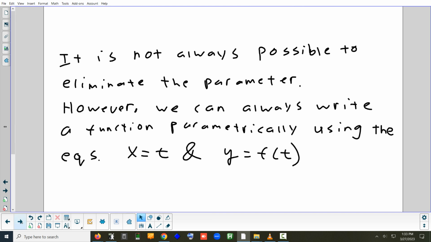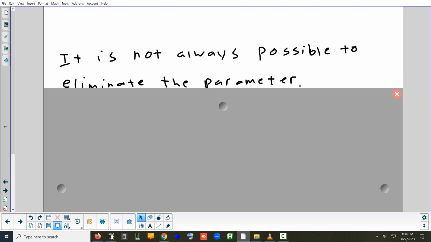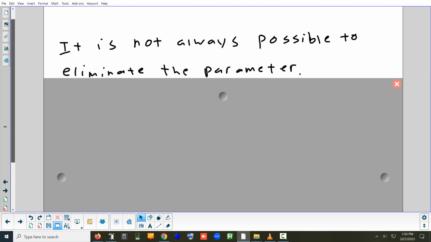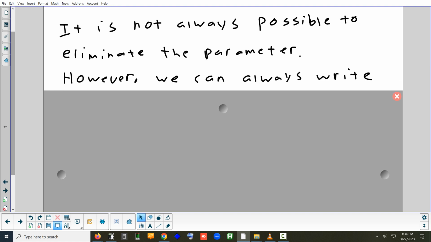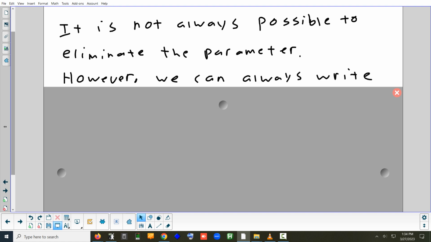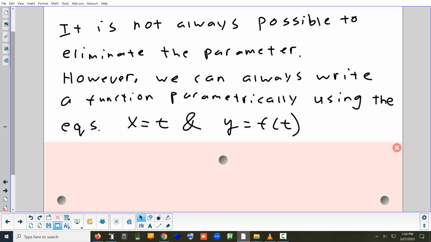So it's not always possible to eliminate the parameter, but it is always possible to go the other way. You can always take something that's not parametric and make it parametric. And I'm going to show you kind of a cheap way to do that. And it's not really cheating. I mean, it works, but it's a clever way to do it, but it's not really something that's super useful to do. But let me show you.